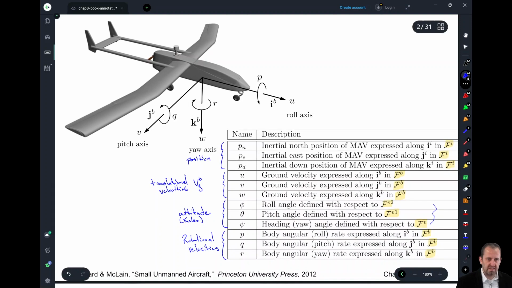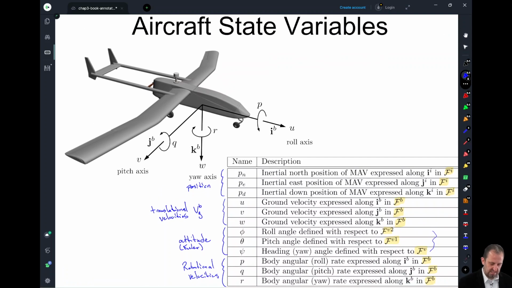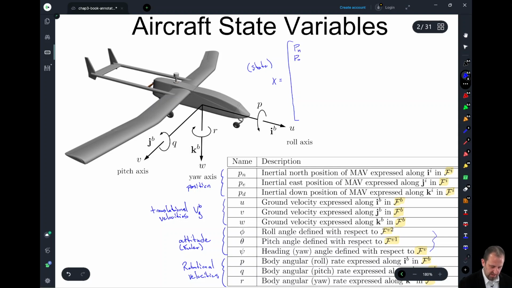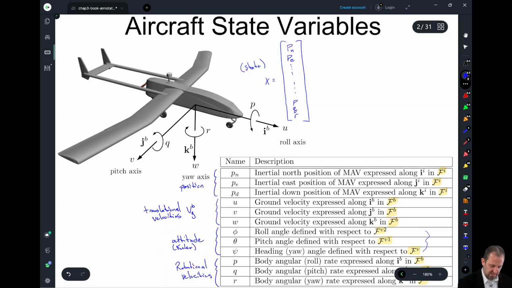Now we want to relate all of this. We want to define a time derivative. So we're going to call all of these variables our state variables. So here's our state. We'll have Pn, Pe, all the way down to P, Q, and R. So we have all of these variables, and we're just pulling these guys and putting them up in a vector. We'll call that our state vector, the state of our aircraft. It defines where our aircraft is and how it's moving.